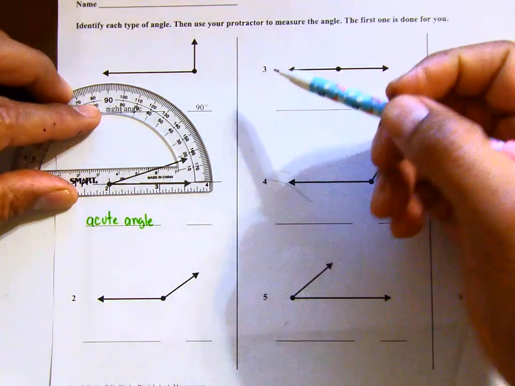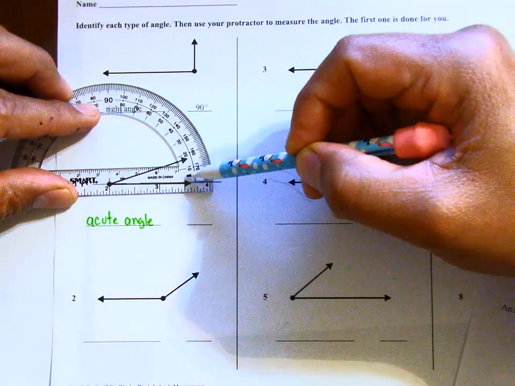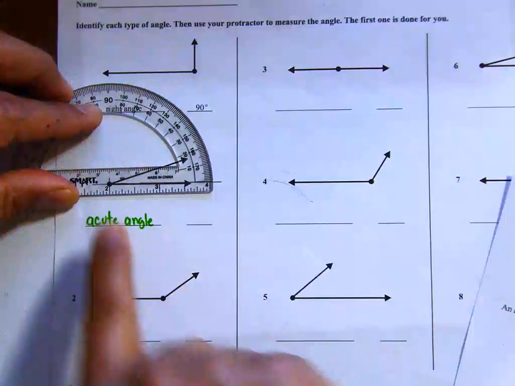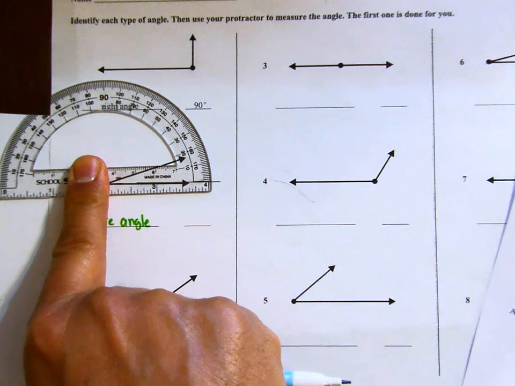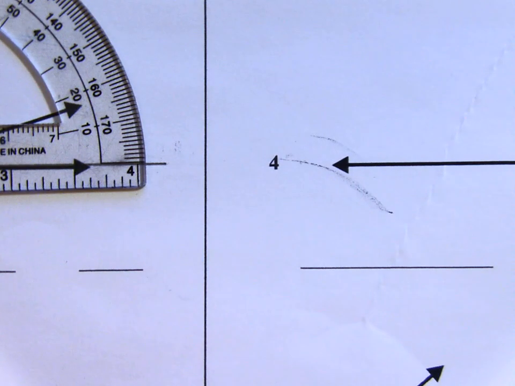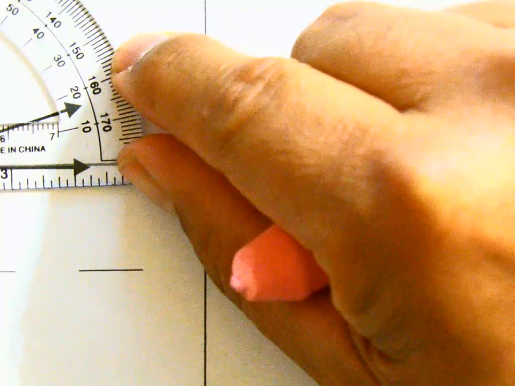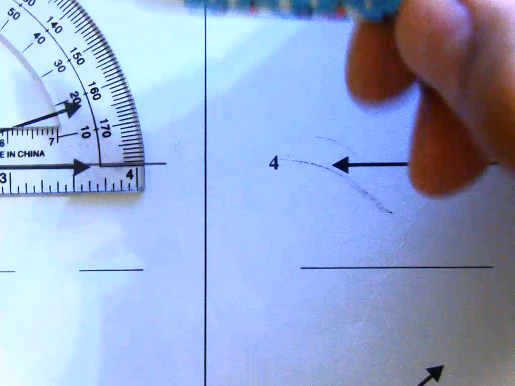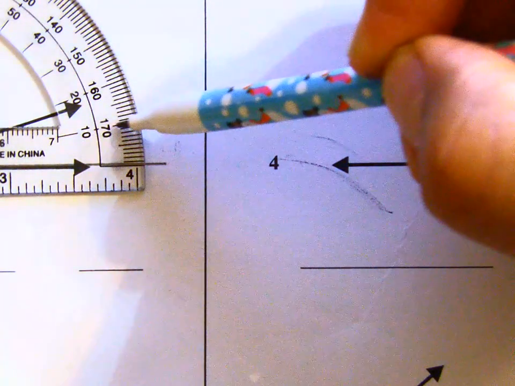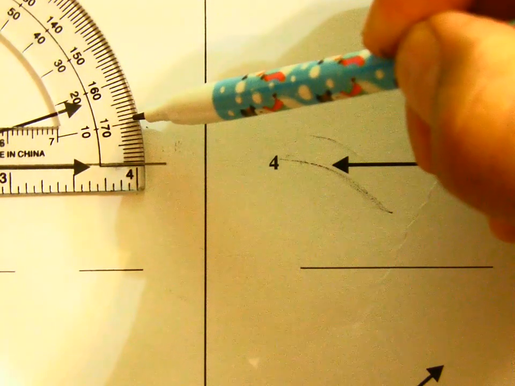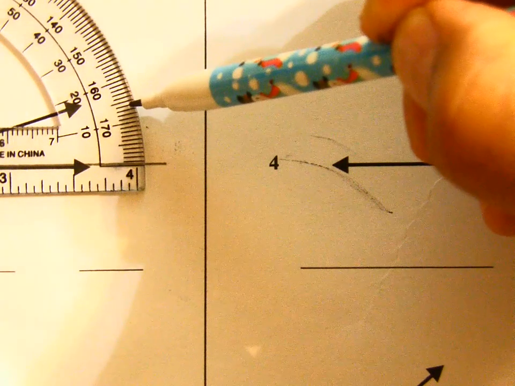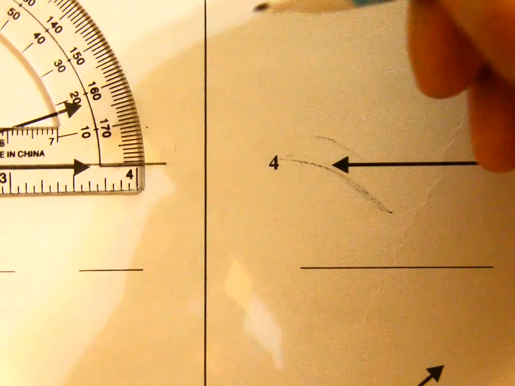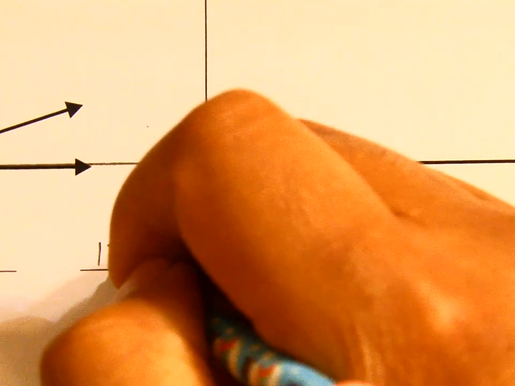So now we count. We're going to use our inner scale. So this is 0, this is 10, so it's closer to 20. So I'm going to zoom in. Wait a minute, it's not right at 0. There we go. So this is 10, and then this would be like 10 right here. So now I can count 11, 12, 13, 14, 15, 16, 17. This is about 17 degrees.